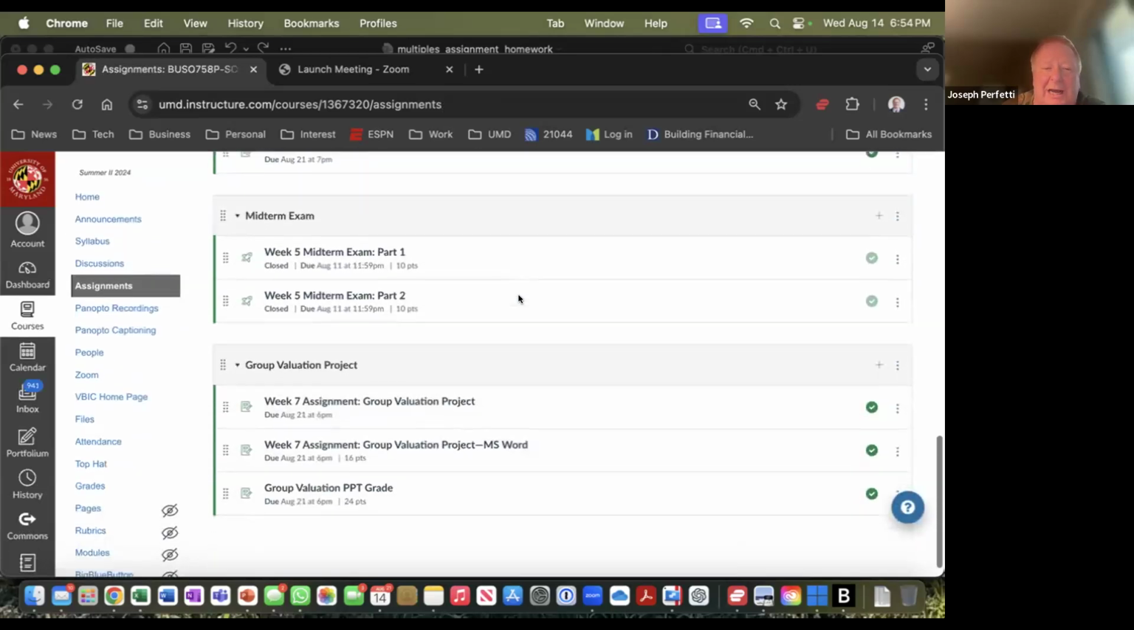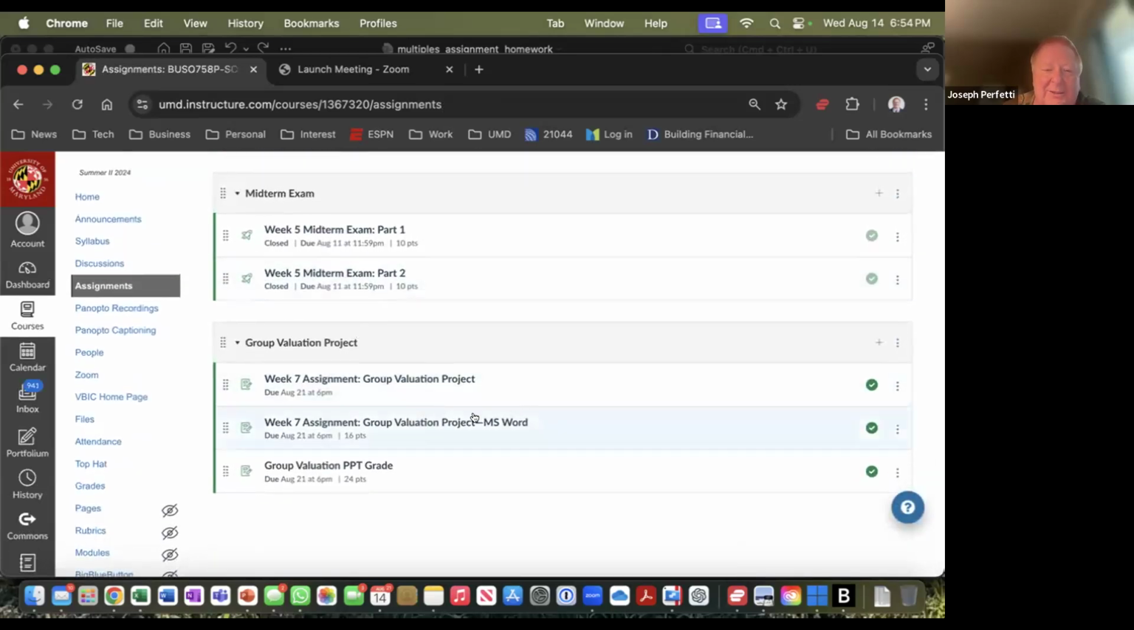But option 1 is, as in the syllabus, the paper's worth 16 points, 4 points a section, and the PowerPoint worth 24 points, 6 points a section. Or you could just do 40 points in your PowerPoint next week and not have to write a paper. So if you want to commiserate amongst yourselves and let me know the option, I will give you that option. You just have to let me know.